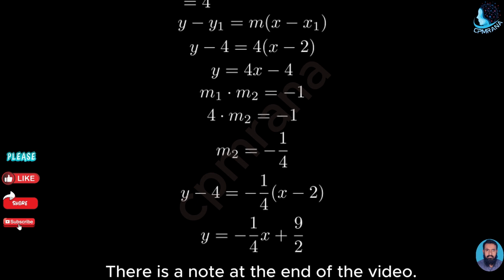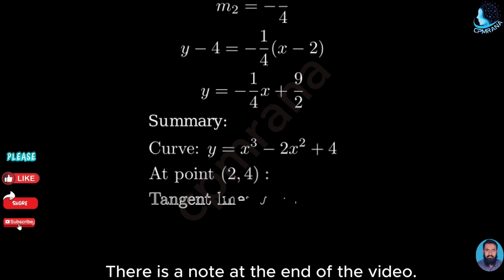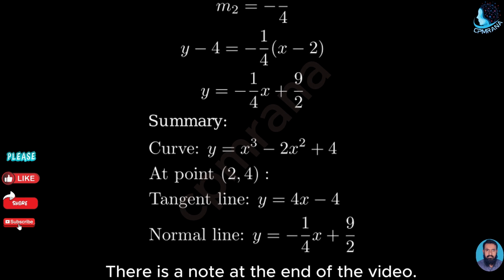Let's summarize our results. For the curve y equals x cubed minus 2x squared plus 4 at the point 2, 4, the tangent line equation is y equals 4x minus 4. And the normal line equation is y equals -1/4 x plus 4.5. These lines are perpendicular to each other and intersect at our point 2, 4.